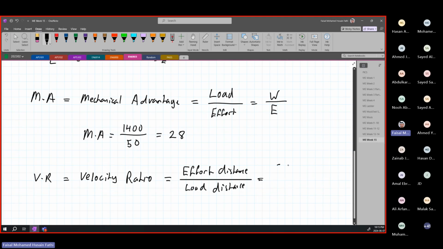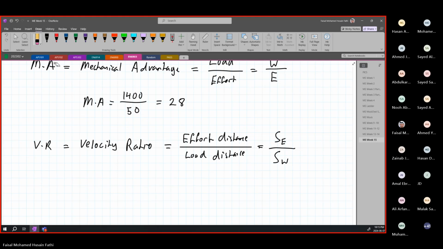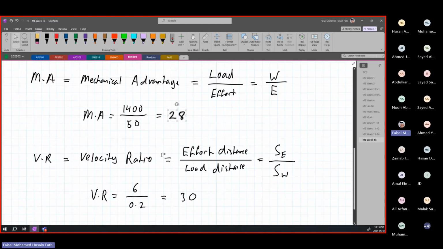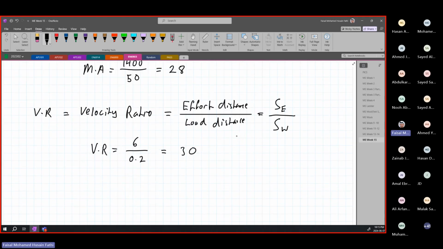So in other words, in my notation, I usually call the effort distance SE, S as in distance, E for effort, and SW. All right. So in this case, we have our SW and our SE. Our SW is 0.2 and SE is 6. So VR is equal to SE, which was 6, over SW, which was 0.2. All right. And this will be 30. So we found our mechanical advantage to be 28 and our velocity ratio to be 30. And the last thing they talk about is efficiency. So I'm pretty sure most of you know what efficiency is. Here specifically, they're talking about mechanical efficiency.